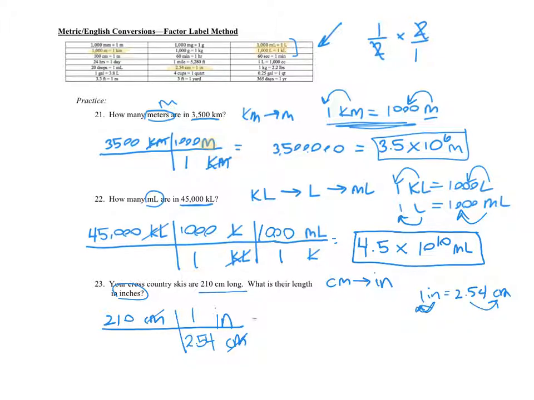2.54 is with the centimeters. So when you have a 1 over something, or a number on the bottom, you simply divide, and you should get 82.68 inches. So again, the 2.54 centimeters went on the bottom because that is how the conversion is written. You do not change the number in the unit. They always have to stay paired.